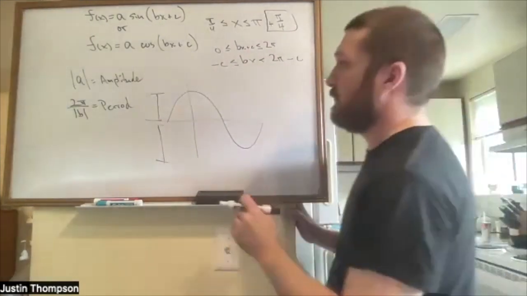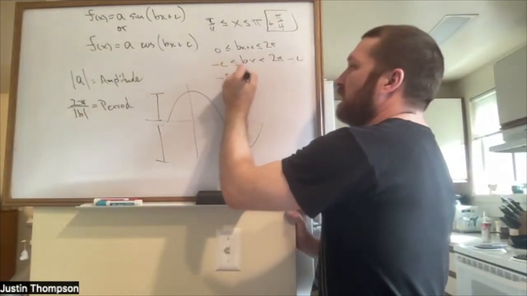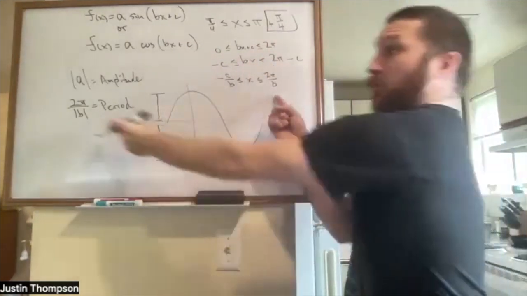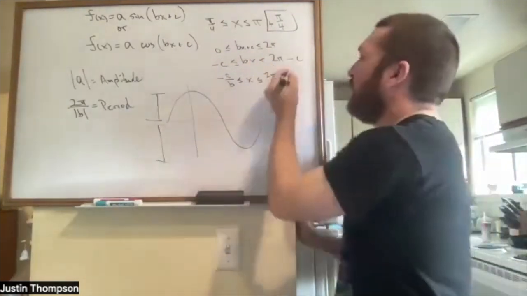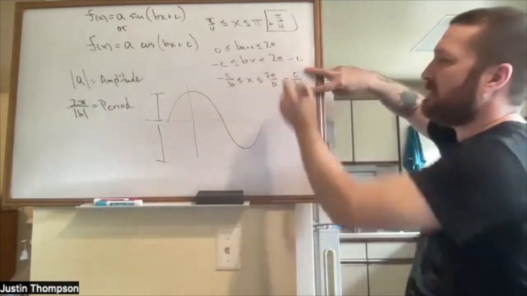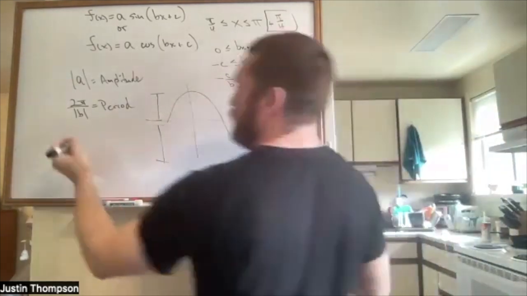That's what happens. Then when we divide by b, we have c over b less than x, 2 pi over b. Oh, hey, look at that. Interesting. Minus c over b. And this entire thing right there, minus c over b, is what we call the phase shift.